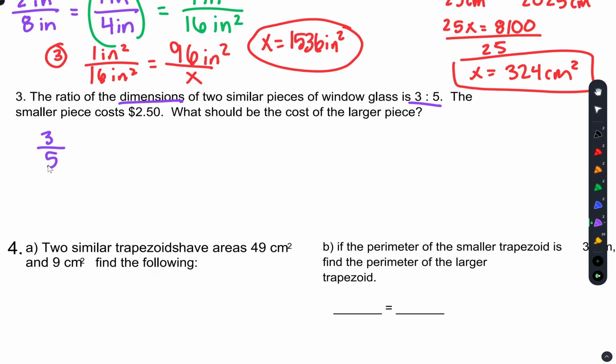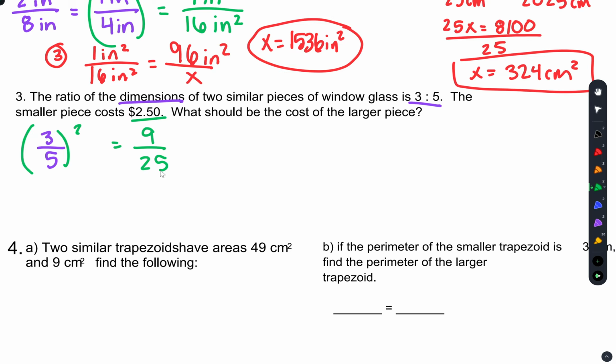Now, when it says the smaller piece costs $2.50, that is being calculated by the area of the glass that you're purchasing. So the $2.50 has to do with the area. So in order to write the ratio with this dollar amount, I need to figure out the ratio of the areas, which once again, I'm not doing anything different. I'm squaring both of these numbers to get 9 over 25 as the ratio of my areas.